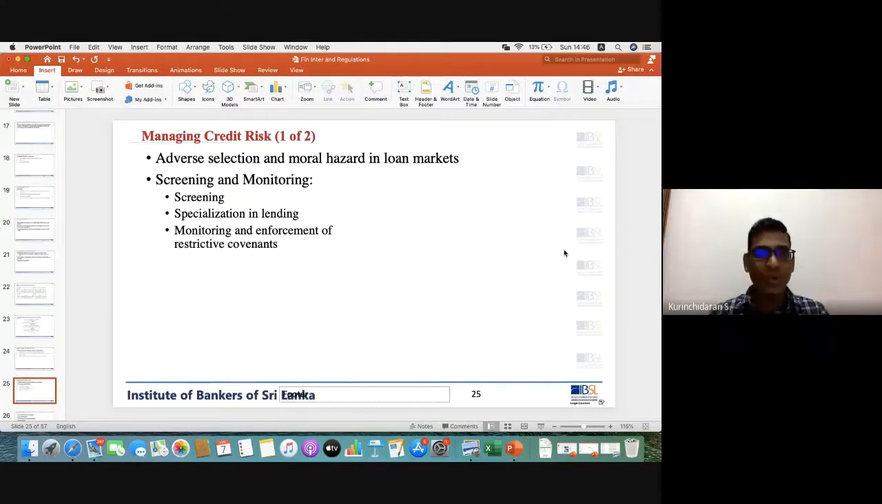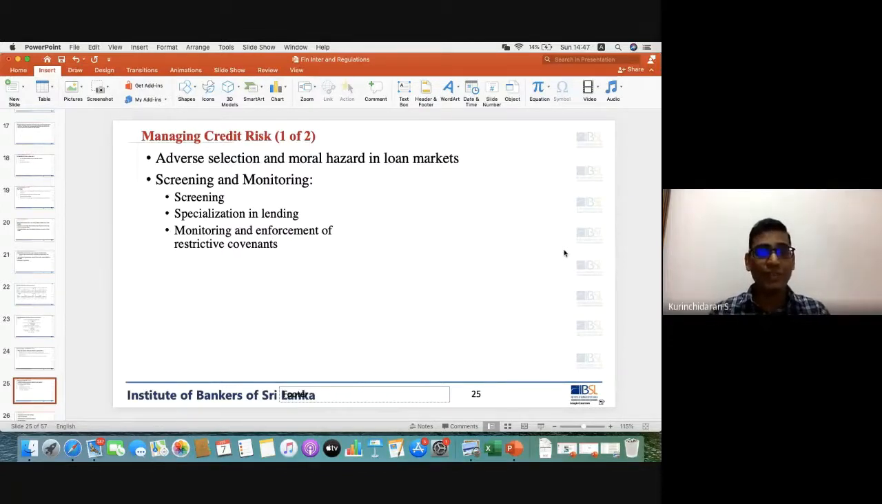Banks can avoid this credit risk through very good screening and monitoring, because banks are specialized in screening and monitoring, right? They should be able to manage the adverse selection and moral hazard problem through screening at the beginning, then continuous monitoring after granting the loan. When you say screening, you're screening the customer with available data and seeing whether he's credit worthy, right? Banks are also specialized in lending, so they know each and every different kind of lending and can act accordingly.